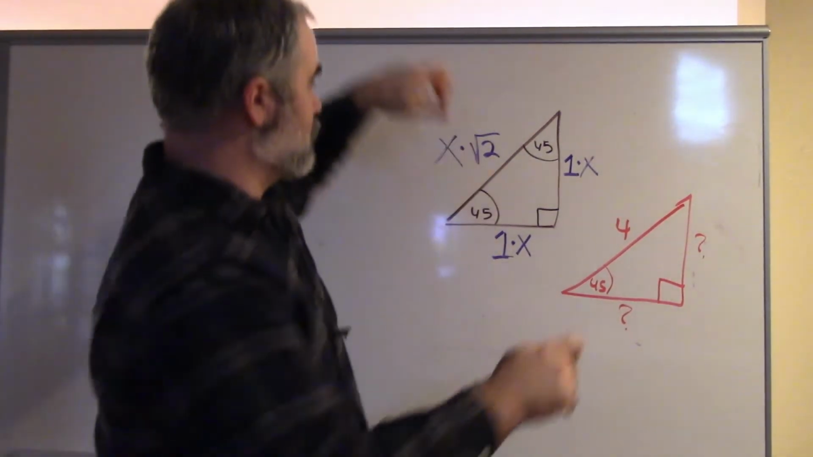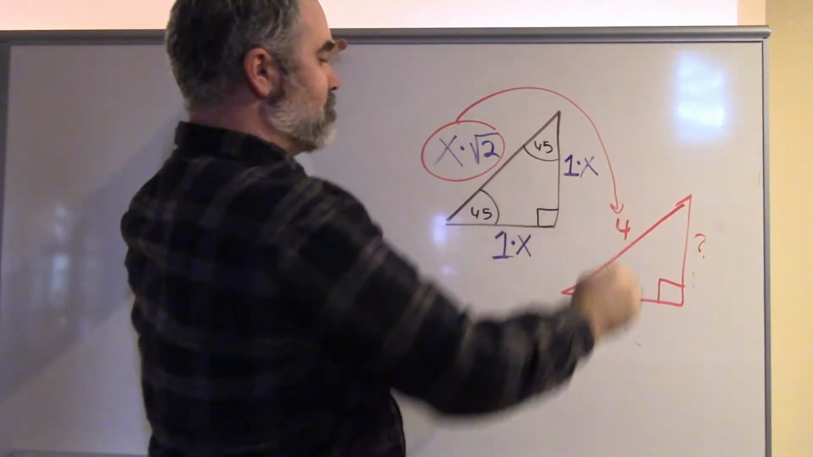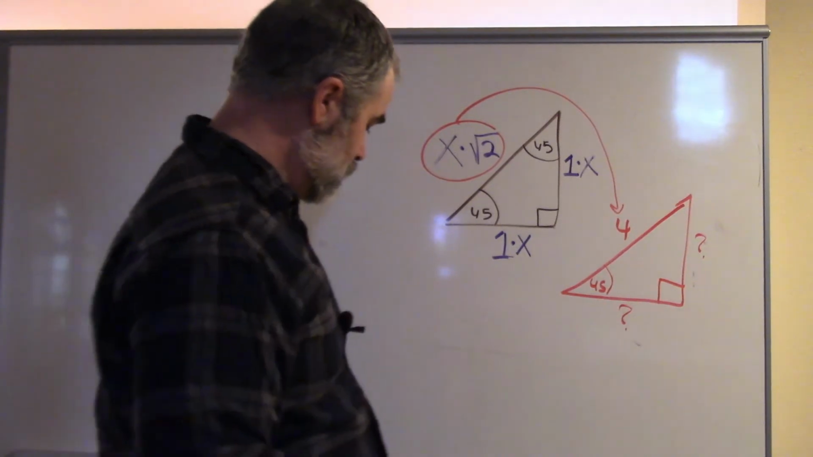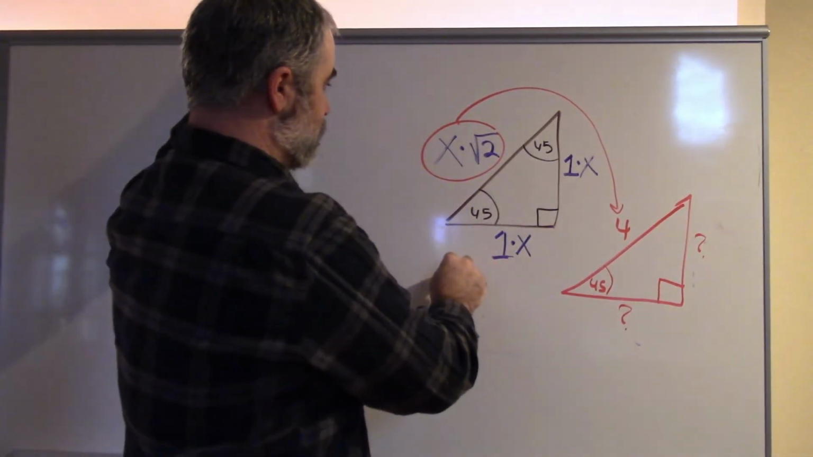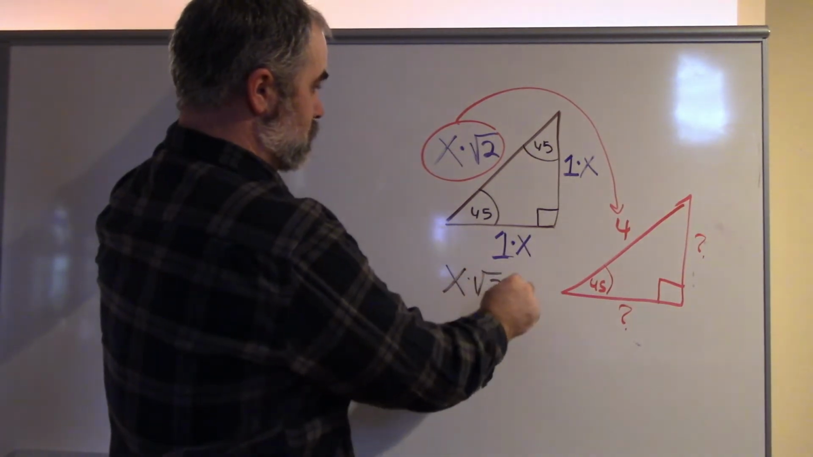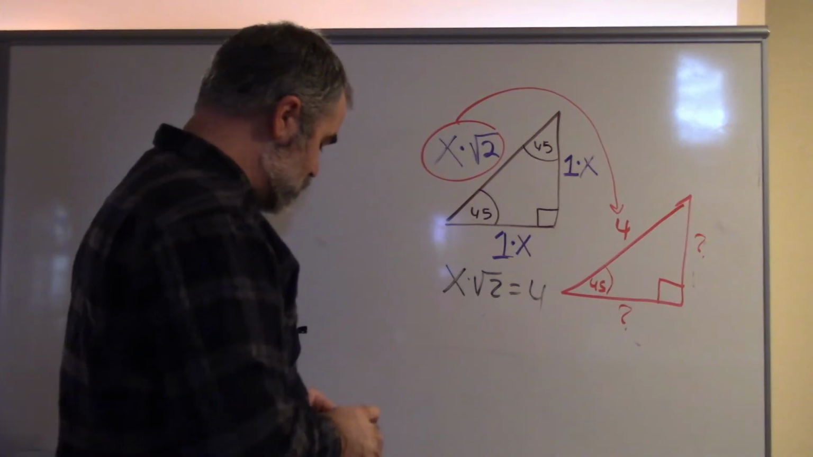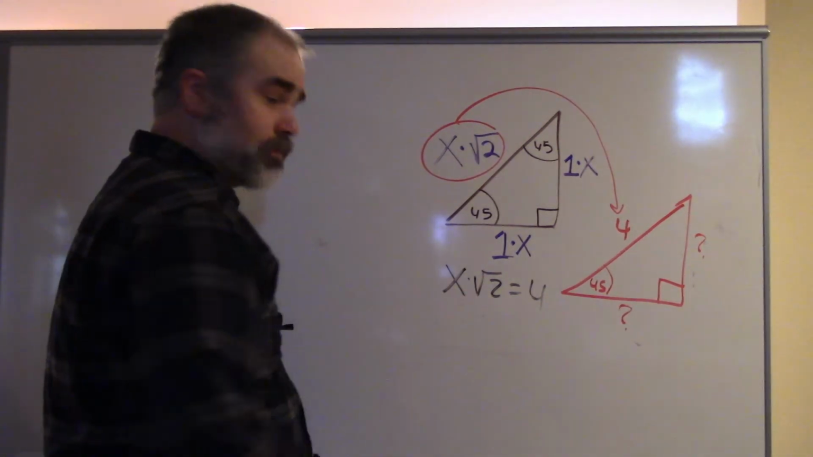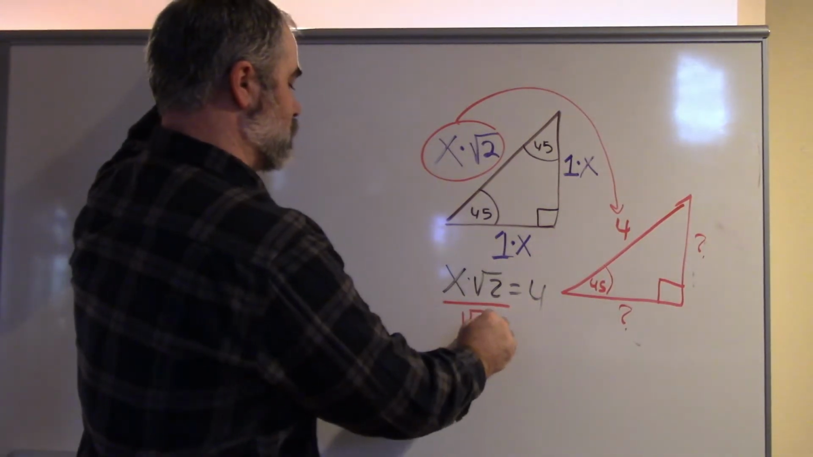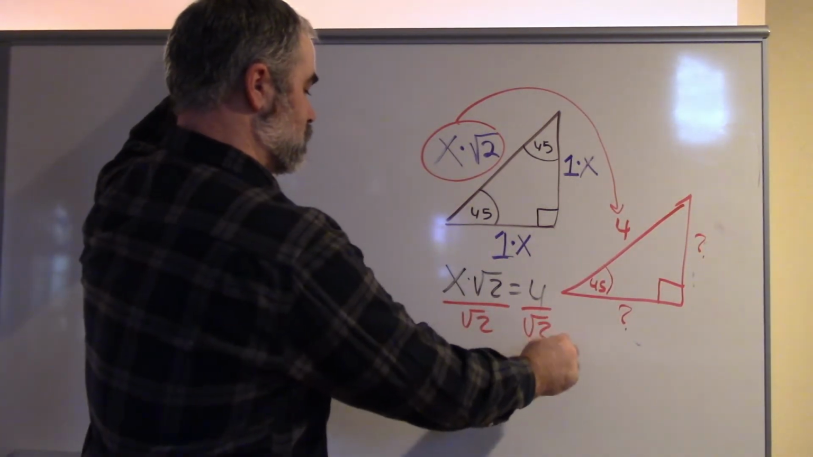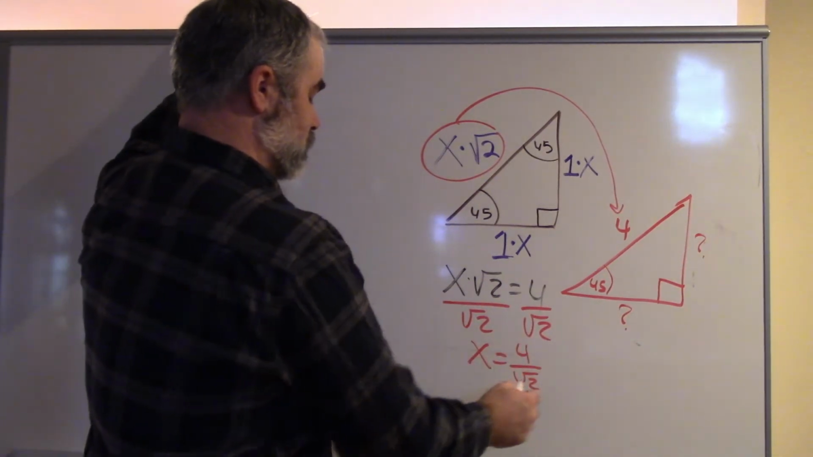So I'm going to set this equal. I know that the square root of 2 times something is going to give me 4. So I'm going to go ahead and set those equal to each other. So it's just going to be x times the square root of 2 equals 4. Now I'm hoping this is going to be relatively easy for most of you to solve. X times something, I do the opposite, which is division. Divide both sides by square root of 2. And I get x equals 4 over the square root of 2.